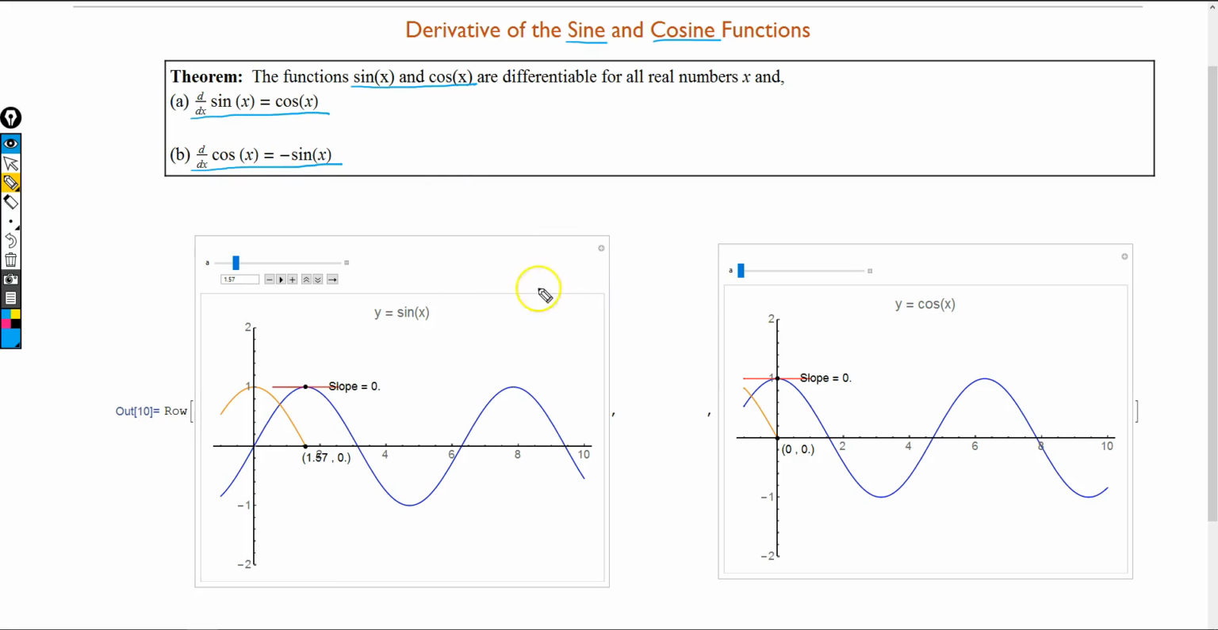Now we're going to take a look at two graphics down here that illustrate why these results hold. Then we'll look at some examples, and then we'll prove rigorously that the derivative of the sine is the cosine. And the proof of derivative of cosine equaling negative sine is similar, but we're not going to go over that one. So let's take a look at this graphic down here. First of all, we have the graph of the sine function. That's the blue curve right here.